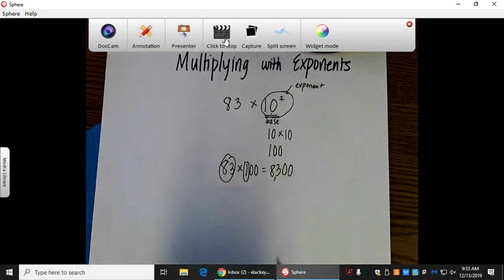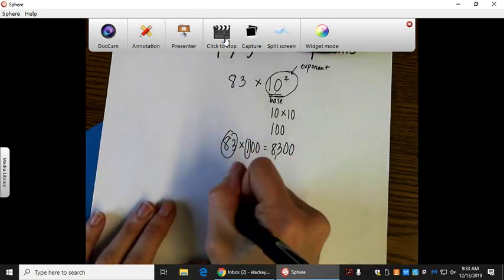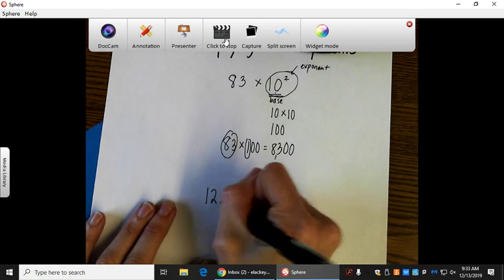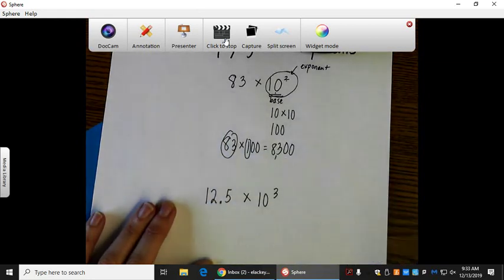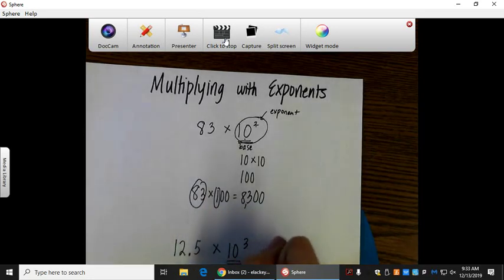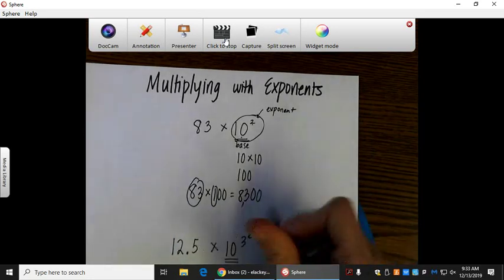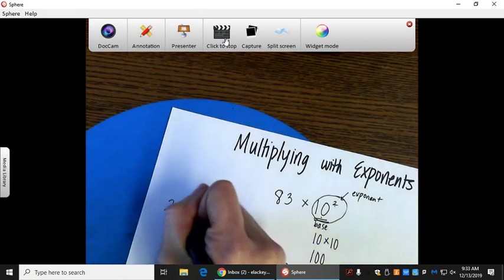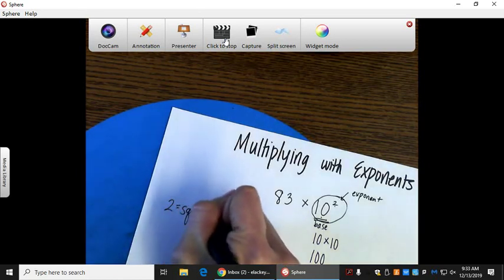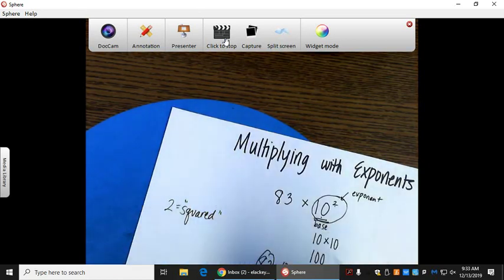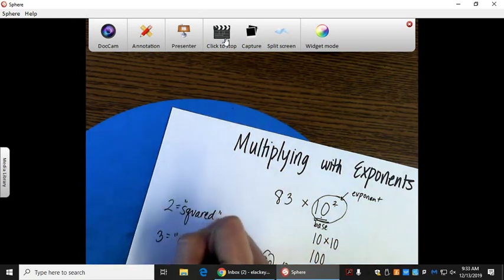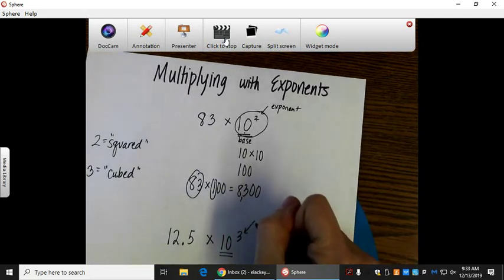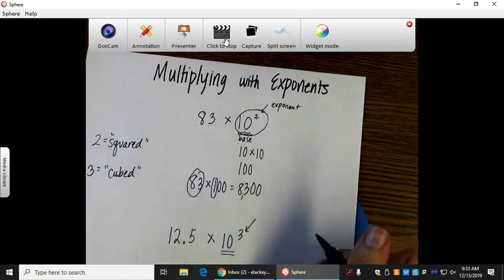Another one we'll do, let's do one with a decimal, like 12 and 5/10 times 10 to the third power. When you have a 2, it can be read as squared, and when you have a 3 exponent, it can be read as cubed. So that's the exponent, 10 to the third power, or 10 cubed.